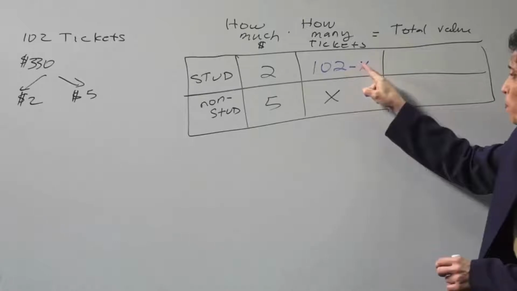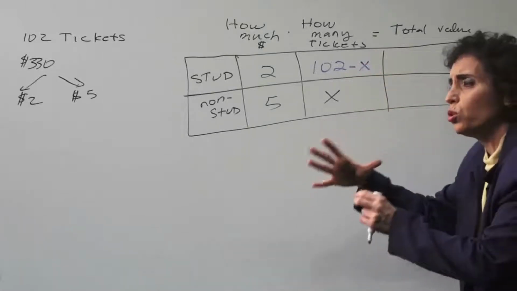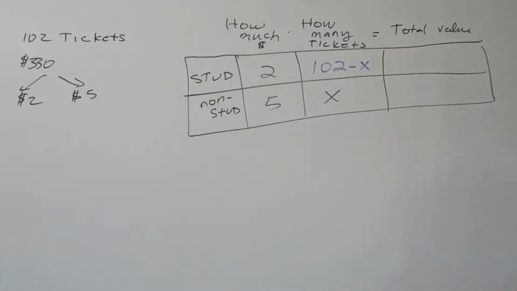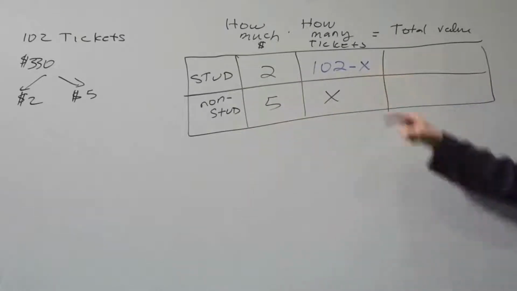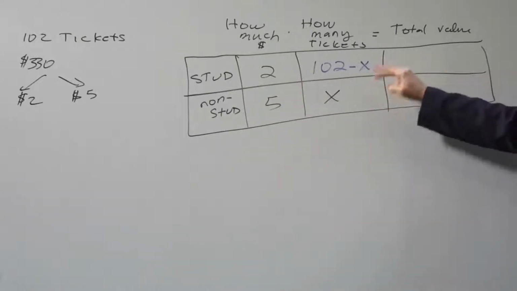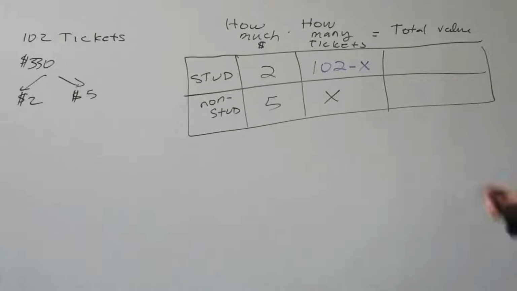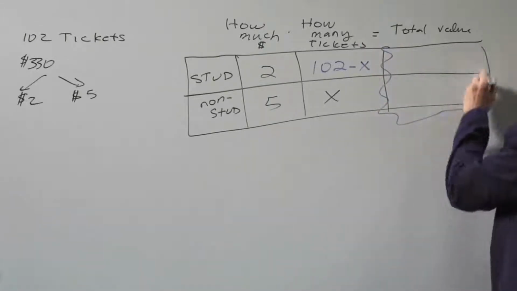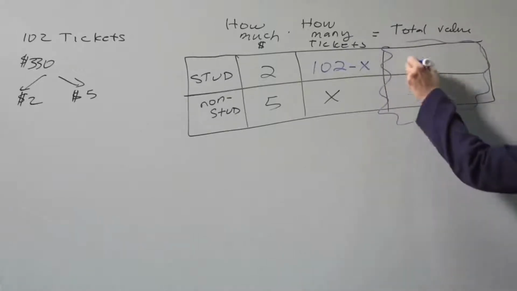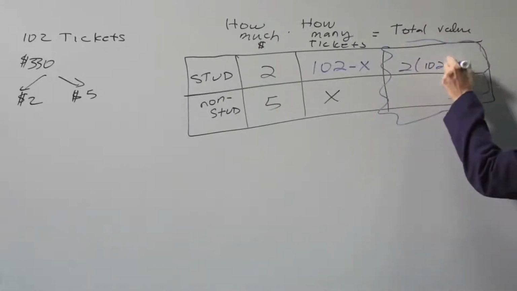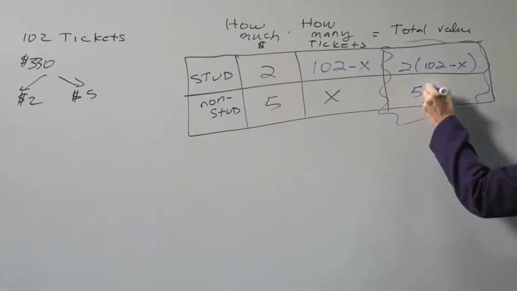So this is the total minus X, the total minus what you used up. I had 102 tickets, I used up X, so I have 102 minus X. And it doesn't matter even if you flip-flop these. Now, there's one column that's empty, squiggle. Use the formula: 2 times 102 minus X, and this is 5X.